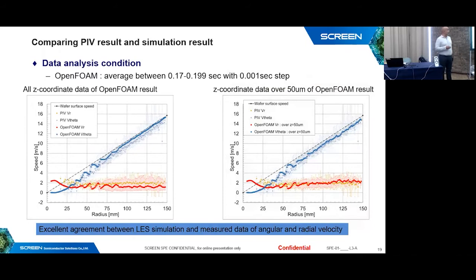So the dark blue data are the OpenFOAM one, and the light blue are the experimental data for the angular velocity. And you can see that there is a really nice correlation between the angular velocity and what we found in OpenFOAM. And the same for the radial speed, and the radial speed is almost constant for both cases. So there is a really nice agreement between the LES simulation and the experimental data.